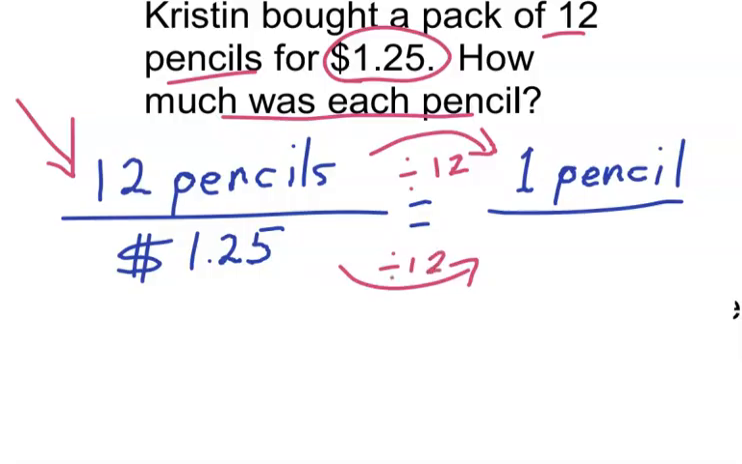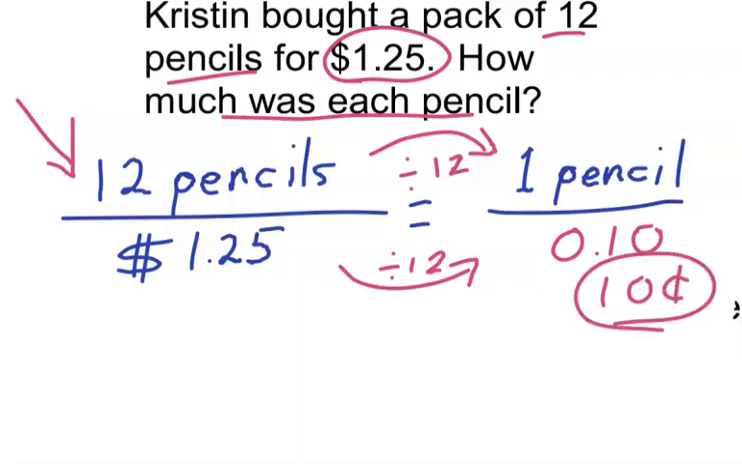So if you take $1.25 or 1.25 divided by 12, that's going to give you 0.104, or basically right around 0.10, which would be 10 cents. So each pencil is basically 10 cents. Very slightly over 10 cents, but in this situation, we're just going to say each pencil is 10 cents.